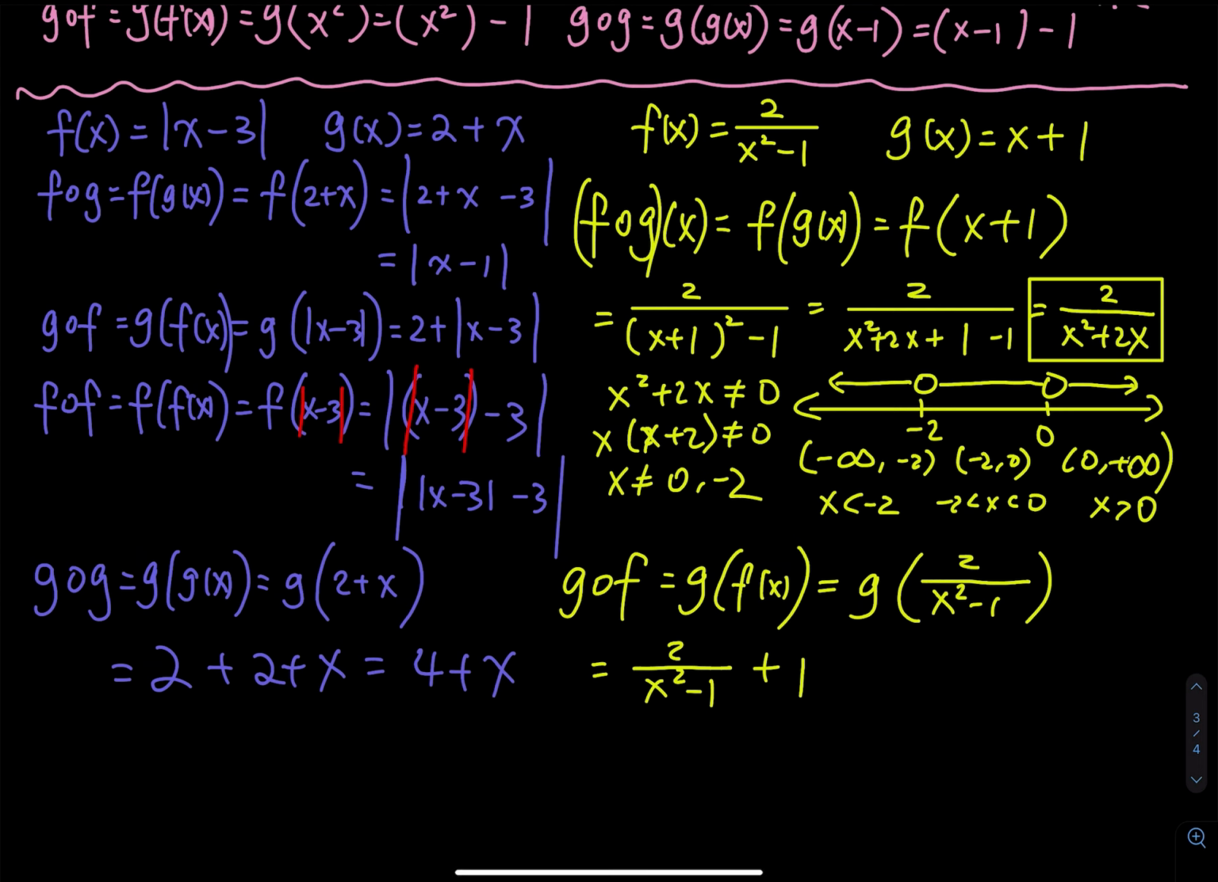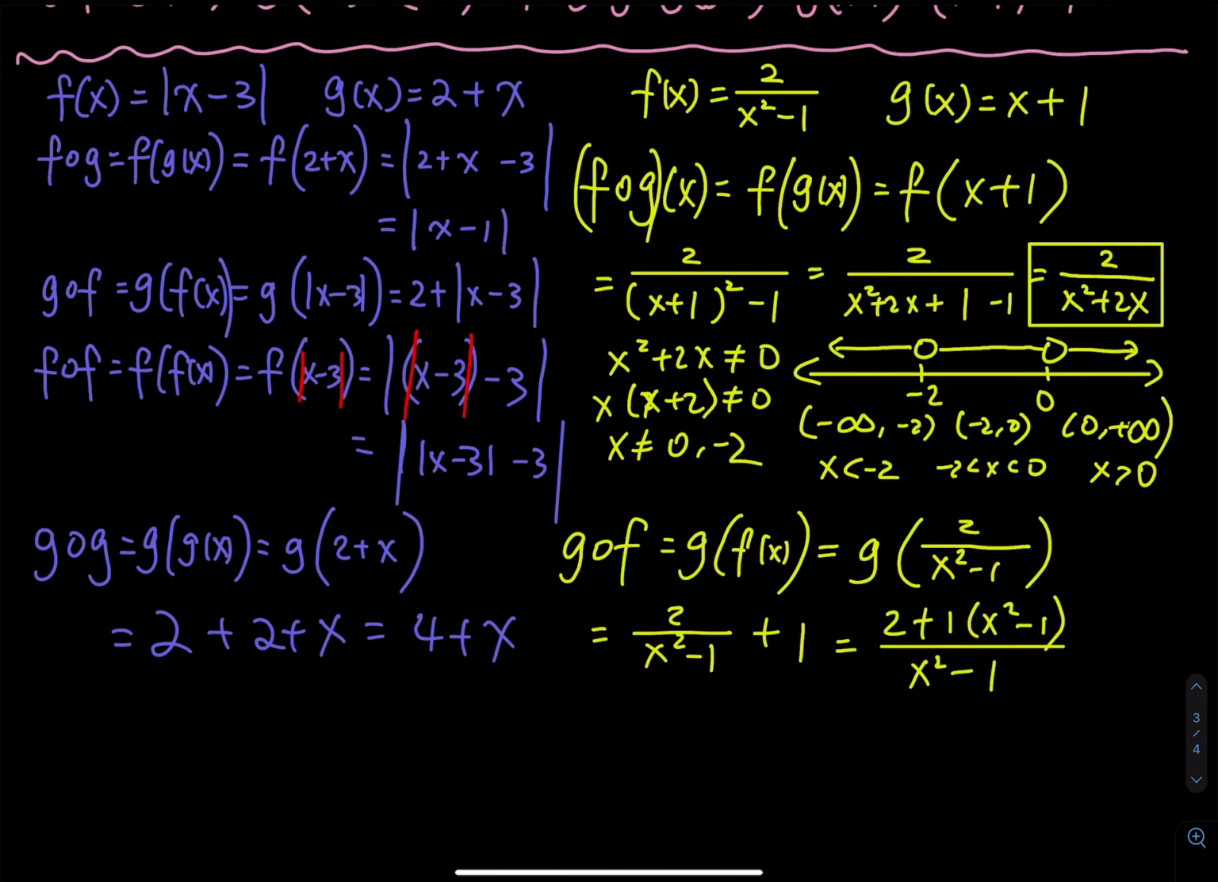And then for the domain, you can just say that this denominator cannot be equal to 0. But even though you put them in one fraction, that doesn't change anything. X squared minus 1. So this is 2 plus a common denominator, right? So 1 times x squared minus 1. So even though you do that, that doesn't change the domain.